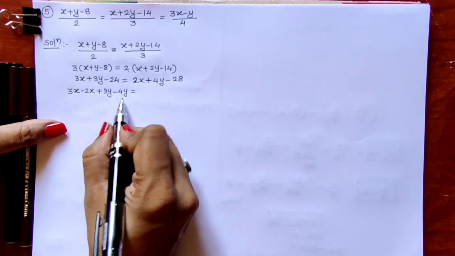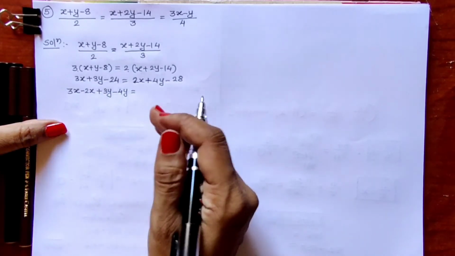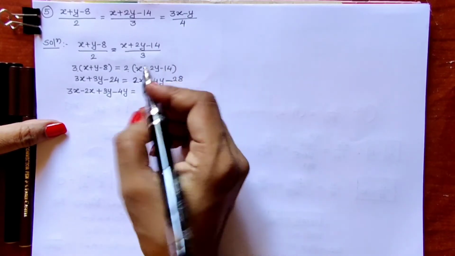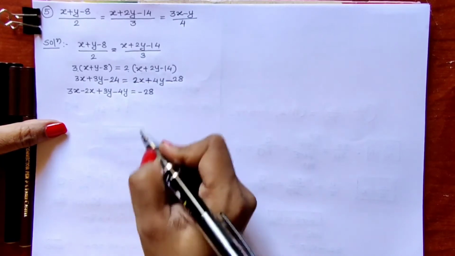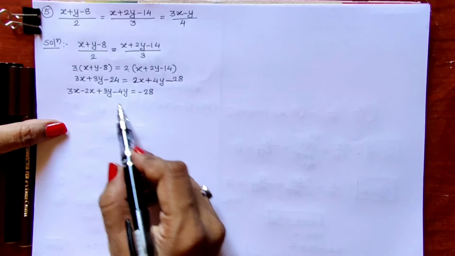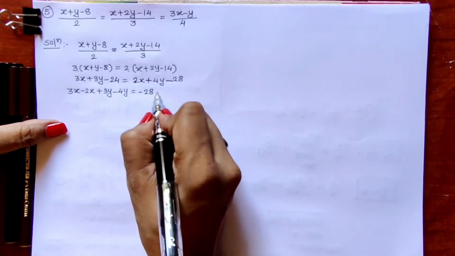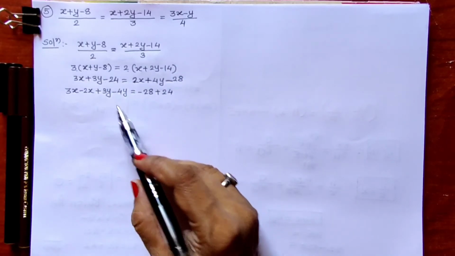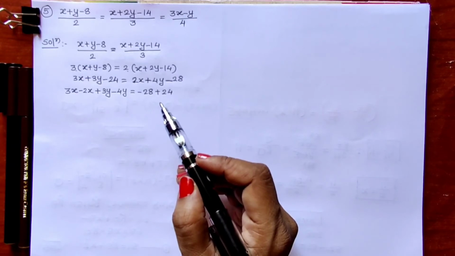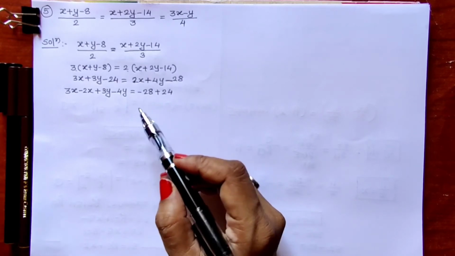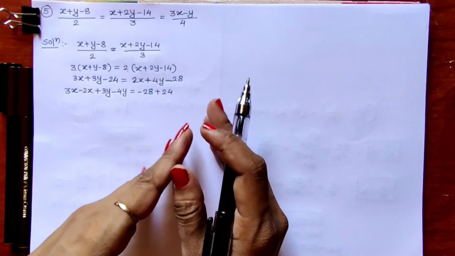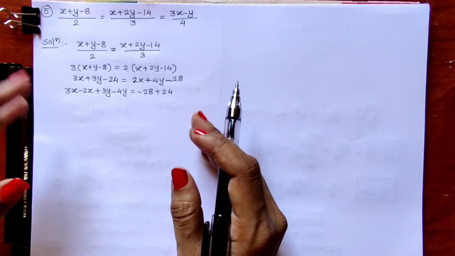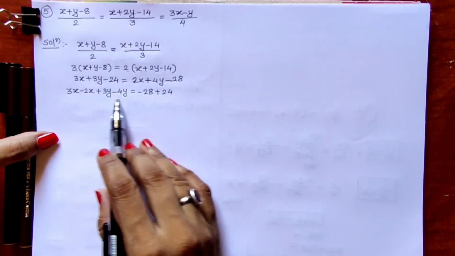So all x terms and y terms are written on the left hand side. Now what should be written on the right hand side? On the right hand side there should be constants. So we can see minus 28 is already on the right hand side. So we write minus 28 first, and then we can transfer this minus 24 from left to right, so it becomes plus 24. In this way we have to transfer x and y terms to the left hand side and constant terms to the right hand side. We have been studying this from 7th standard, 8th standard, that constant terms should be brought to the right hand side and all the variable terms to the left hand side.